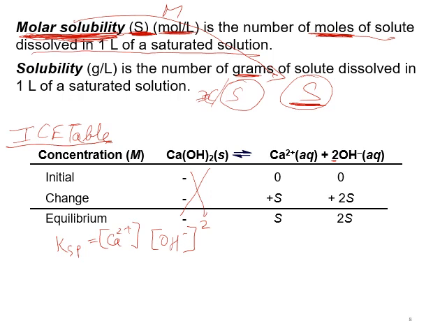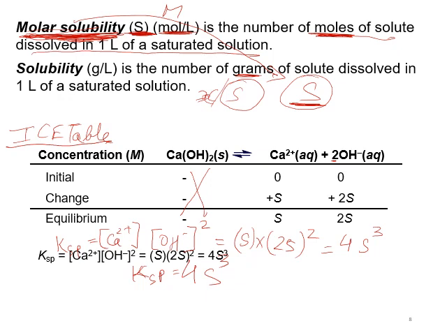So now we can just plug in our numbers. Calcium is S, times hydroxide ion, which is 2S, and again squared. Don't forget the square right here. So this would give you 4S cubed. So now my Ksp equals 4S cubed. If I know the value of Ksp, I can figure out the value of S, which is the molar solubility of this particular salt. Hopefully this makes sense. Again, this is all written out and solved in your PowerPoint as well.